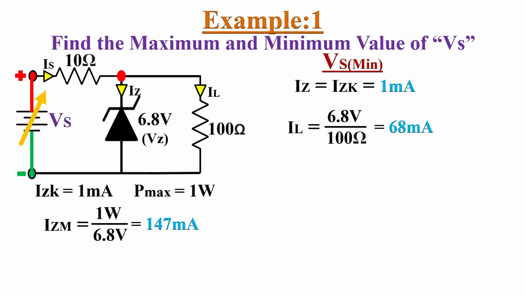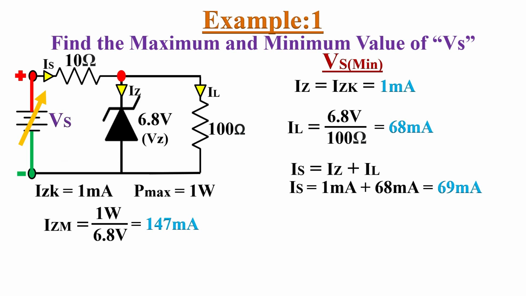So by applying KCL at this node, series current Is equals Iz of 1 milliampere plus IL of 68 milliamperes, that equals 69 milliamperes of source current from this series resistor. So the voltage drop across this series resistor, Vrs, equals the series current of 69 milliamperes multiplied by the series resistance of 10 ohms, that gives 0.69 volts drop across this 10 ohm series resistor.